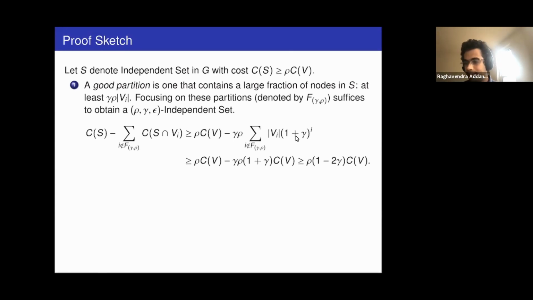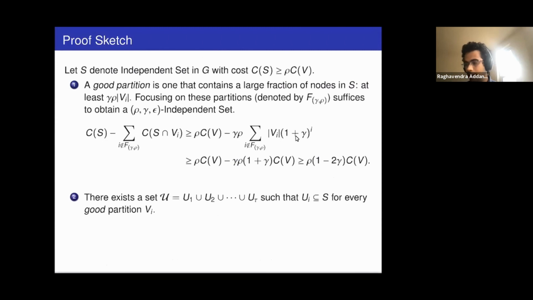The reason is just consider the cost present in these good partitions. We can argue that this is at least rho times 1 minus 2 gamma of cost of V. Because the number of partitions we assumed are constant, we can guess which partition is good, which is bad, and based on that, we can just focus on the good partitions. Using a similar argument as we made before, we can show that the script U will be fully contained in S and will only contain good partitions.